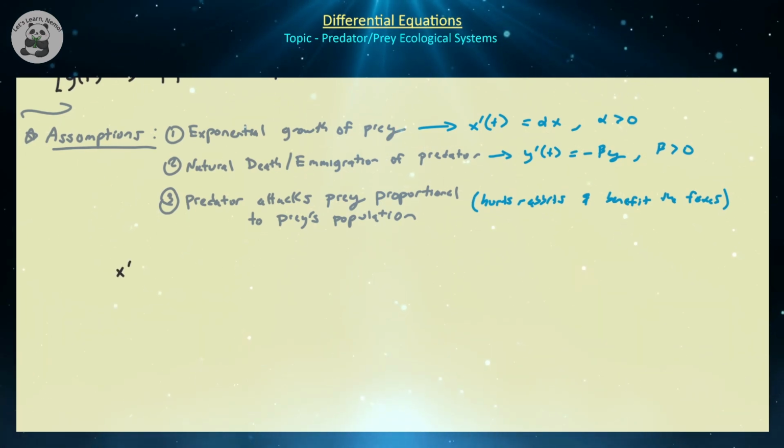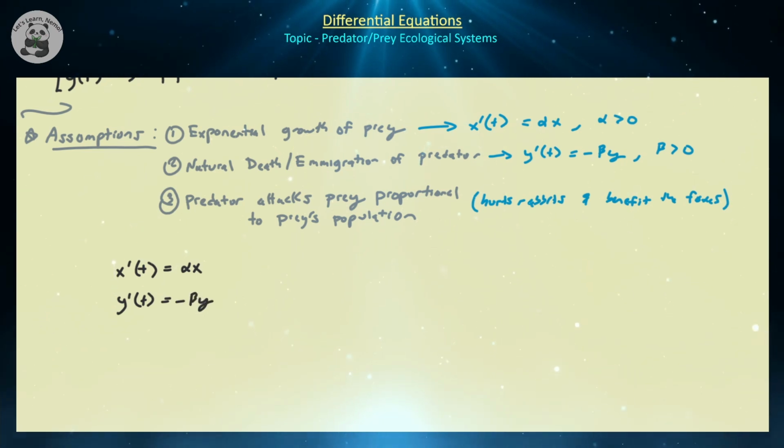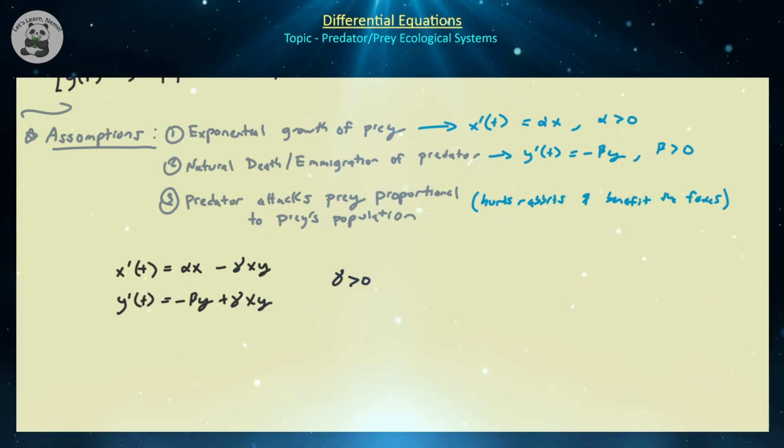So if we combine these three mechanisms together into a system of differential equations, what are we going to have? We're going to have x prime of t is equal to alpha x, that's our exponential growth for our rabbits, and then y prime of t is equal to minus beta y for our exponential decay for foxes. And then we're going to have an interaction term between rabbits and foxes, and it's going to have a negative impact for rabbits, and a positive impact for foxes. Let's assume that we can vary that with a proportionality constant, let's call it gamma. So gamma here is going to be a positive constant as well.